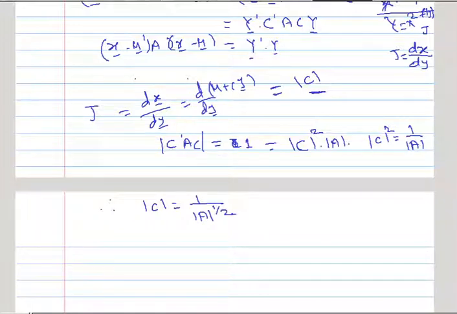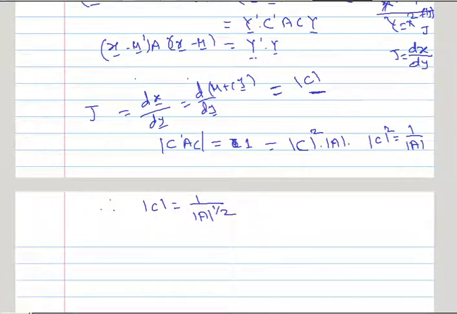So we don't have to go for the determinant of C now. If we know A, we can find its determinant, take the square root of that determinant value, and reciprocate it, and the resultant value will be declared to be the determinant of matrix C. So this is the Jacobian of transformation.